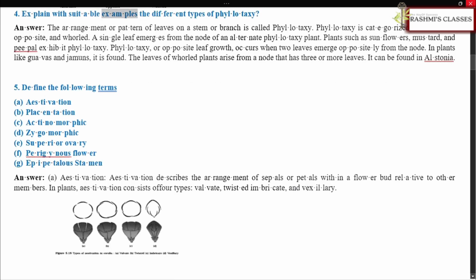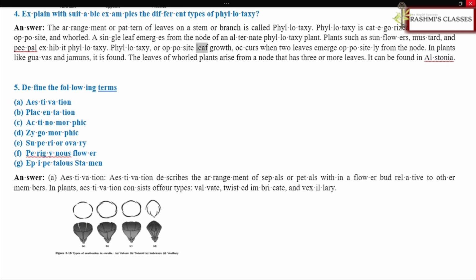Explain with suitable examples the different types of phyllotaxy. Answer. The arrangement or pattern of leaves on a stem or branch is called phyllotaxy. Phyllotaxy is categorized as alternate, opposite, and whorled. A single leaf emerges from each node in alternate phyllotaxy. Plants such as sunflower, mustard, and peepal exhibit this phyllotaxy.